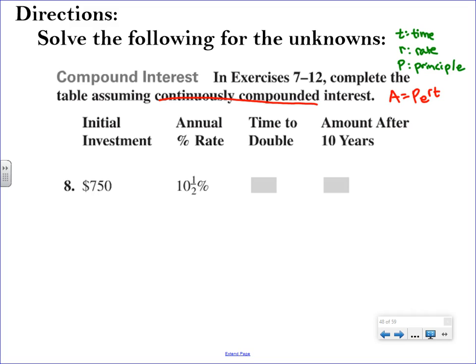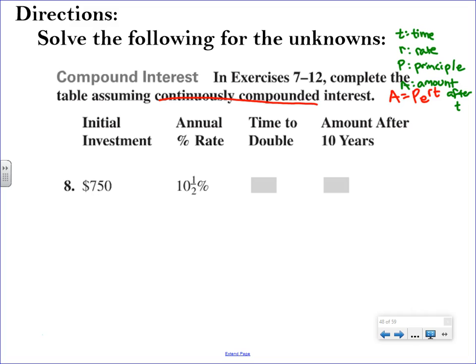A. Amount? Well, isn't the principal an amount? Final amount, or amount after a certain amount of time. I'm going to say amount after T, which could be T years, T months, T days. It just depends on the problem. Okay?